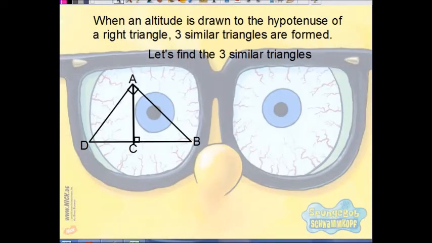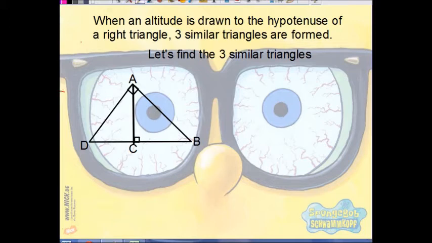So the first thing we're going to do is talk about what's going to happen with this new theorem. When an altitude is drawn to the hypotenuse of a right triangle, 3 similar triangles are formed. Now the first thing we're going to do is actually find those 3 similar triangles.